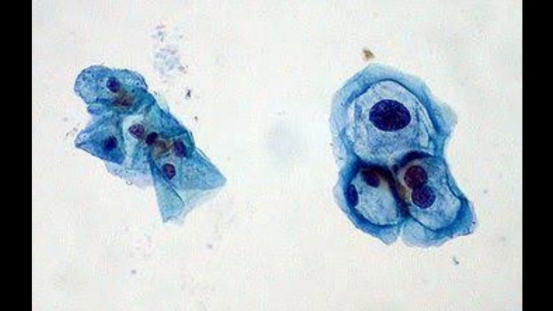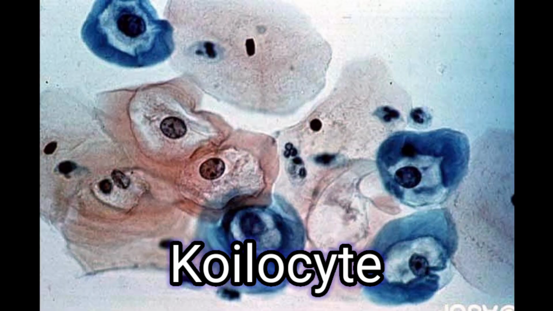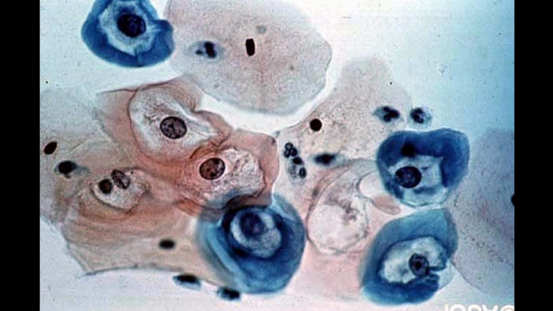For your information, the cell on the screen, class, is what we call a koilocyte. This is a squamous epithelial cell that has undergone a lot of abnormal changes due to structural modification by the human papilloma virus. This cell has a wrinkled prune-like nucleus with a perinuclear halo.